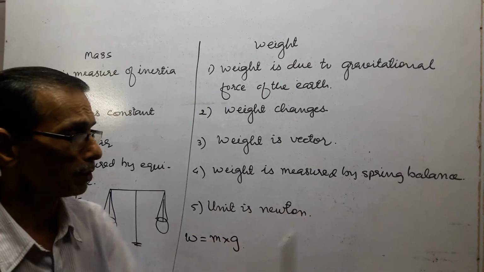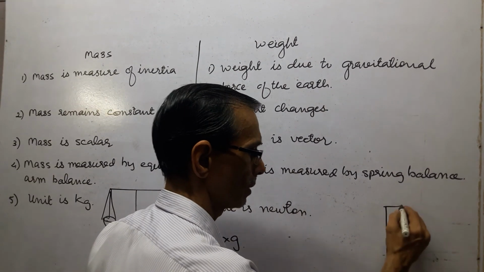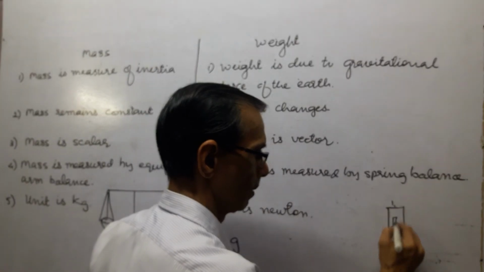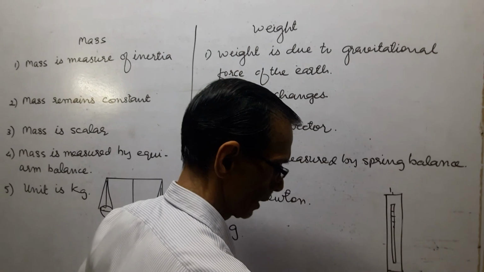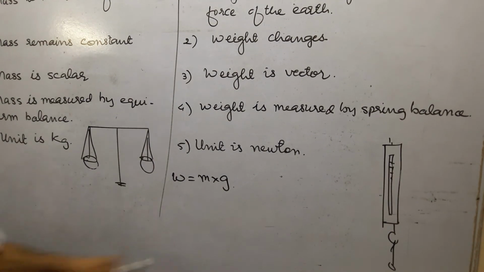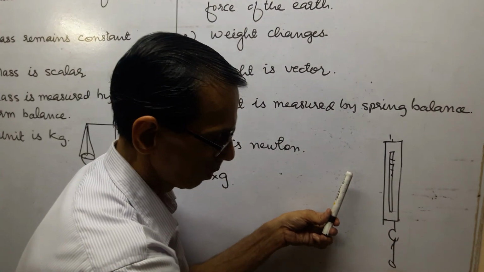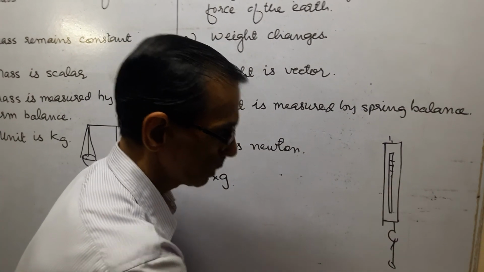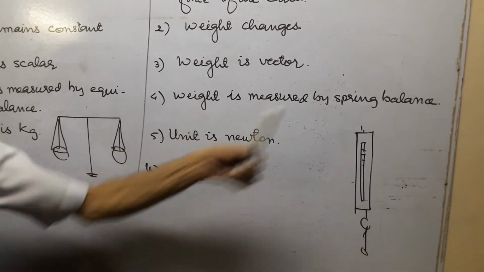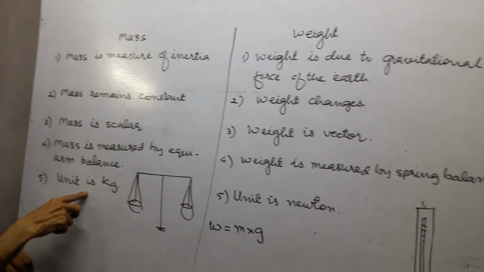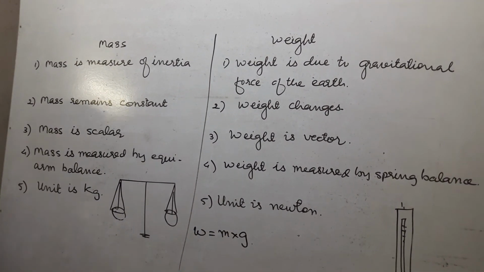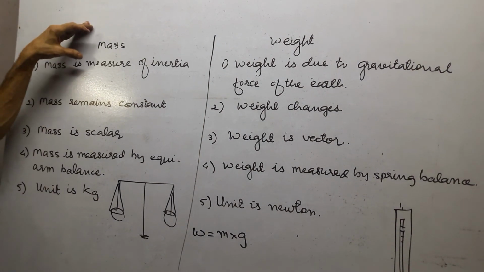Weight is measured by a spring balance. We know the spring balance: the weight is attached here, and the pointer comes down. It depends on the gravitational force on the body. If the gravitational force is less, it will show less weight. Therefore weight is measured by a spring balance. Mass is measured in kilograms, whereas weight is measured in newtons. So this is the difference between mass and weight.